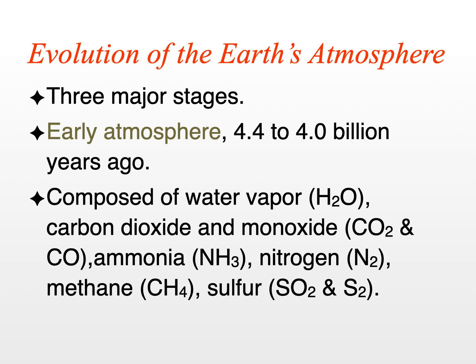The Earth's atmosphere has gone through three major stages. In the early part of Earth's history, we get what's known as the early atmosphere. This atmosphere occurred from 4.4 to 4 billion years ago and was mainly a response to the cooling of the Earth and the degassing of rocks as they cooled. The early atmosphere was mainly composed of water vapor, carbon dioxide, carbon monoxide, ammonia, nitrogen, methane, and sulfur in two gas forms, SO2 and S2.